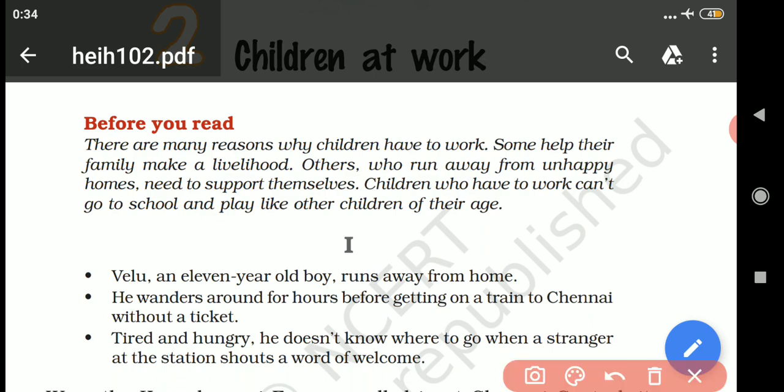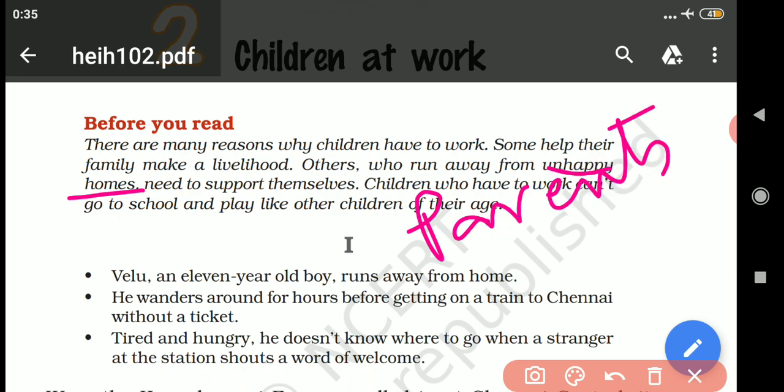A home is always considered to be a very peaceful place where we live happily with our parents, okay, and the family members. जहाँ हम अपने parents और family members के साथ happily रहते हैं, that is a home. But what do you understand by unhappy homes? Who make the home unhappy? कौन होते हैं जो कि एक family को, एक home को unhappy बना देते हैं? Obviously it is either parents or children.